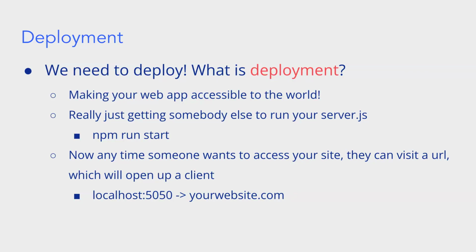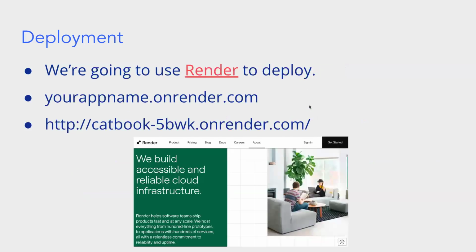So once you deploy, anytime someone wants to visit your site, they can just visit a URL which will show them your web app. So today we're going to be using Render to deploy, and you should be using Render to deploy your projects. And once you deploy on Render, you should be able to go to your web app using your web app name.onrender.com. And your app name part is just going to be the name of your app. And if you want an example of a deployed web app on Render, you can go to this Capbook link on the slides, and this was deployed using Render.